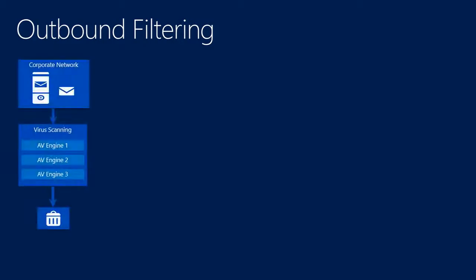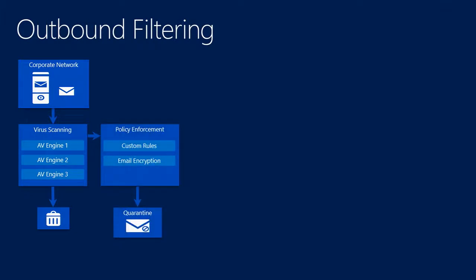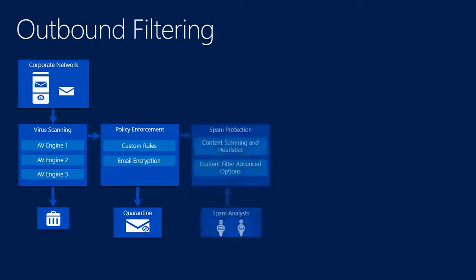So it's very similar to incoming. We start off on our corporate network. We first hit virus scanning. This works the same. We then move over to our policy enforcement. So if you have any rules, you want to add disclaimers, you want to restrict what people are sending out, that can take place here. If you're using DLP, this is the same place where those rules would apply. And again, stuff from here can be dumped into the quarantine.